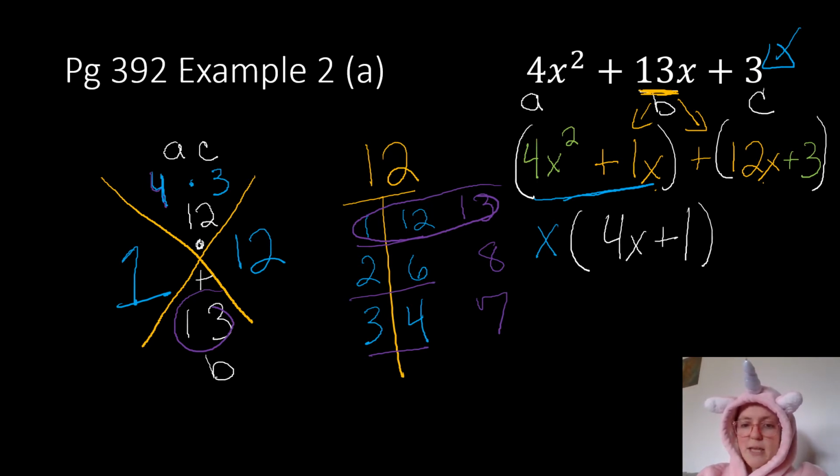We're going to do the same thing on the other pair. Let me use a different color. We look for the greatest common factor of these two things. Between 3 and 12, I can take a 3 out of both of those.